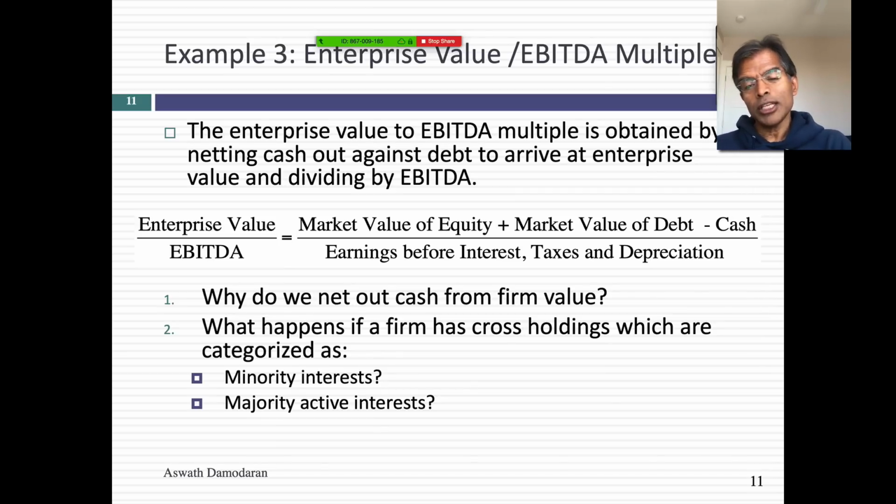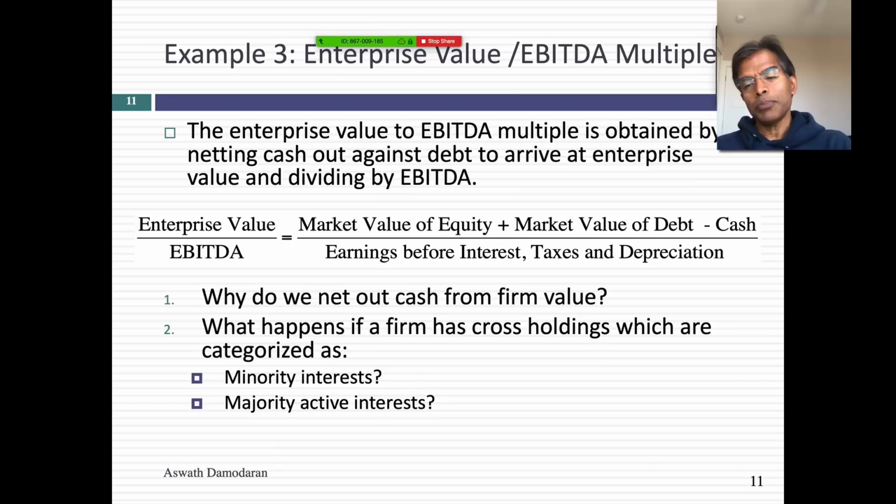And already you can see that I've opened a Pandora's box here. Because if you have cross holdings in other companies, is there something else I need to be cleaning up for? Let's say you own 10% of another company. What is it classified as? A minority holding, right? And remember what happens when you have a minority holding in another company. The income you receive on that minority holding shows up below the operating income line. In other words, it's not part of EBITDA. So you know what I need to do? If I have minority holdings, in addition to netting cash out, I need to subtract out the minority holdings in other companies. So that's with minority holdings.